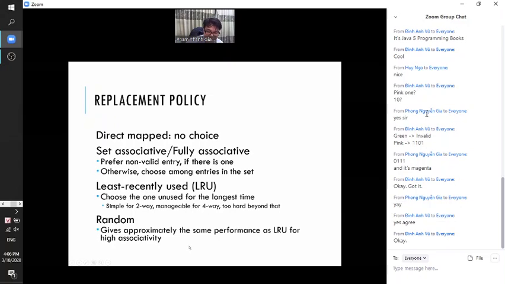And random. Don't care, anything random. If we choose random for which block to replace, in fact random gives approximately the same performance as least recently used. Not much difference. So you don't need to care too much about the policy. Just need to replace: if we have a free one, use free. If we have none, least recently used or random is okay.